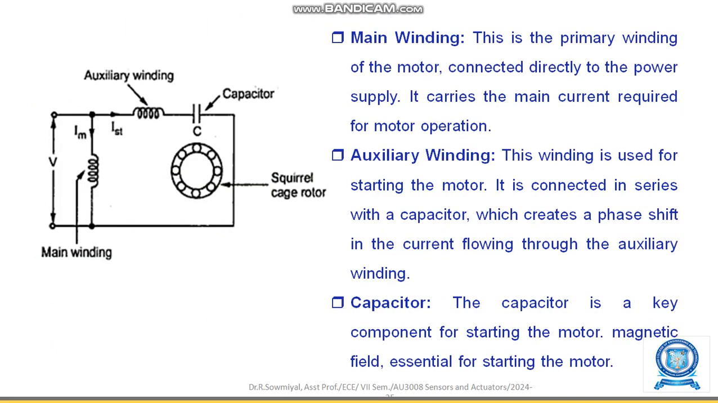So the main winding, this is the primary winding of the motor, connected directly to the power supply. It carries the main current required for the motor operation. Next one is the auxiliary winding. This winding is used for starting the motor. It is connected in series with a capacitor, which creates a phase shift in the current flowing through the auxiliary winding. Next one is the capacitor. The capacitor is a key component for starting the motor. Magnetic field essential for starting the motor.